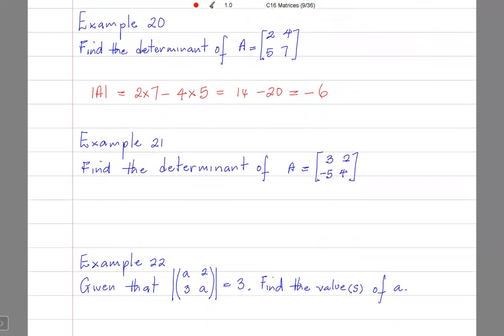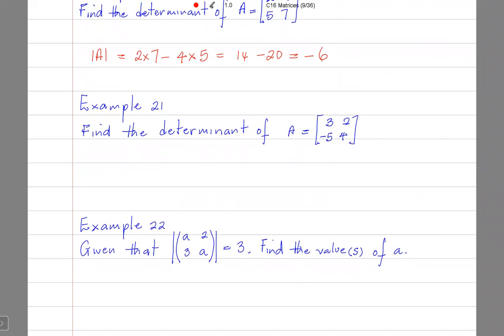Example 21, we're to find the determinant of A. So the determinant of A would be 3 times 4, 12, minus 2 times minus 5, which is minus 10. So this is 12 minus minus 10, which is plus 10. So the determinant here is 22.